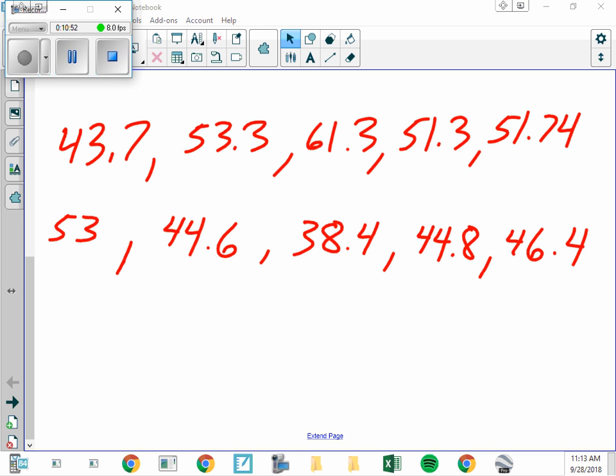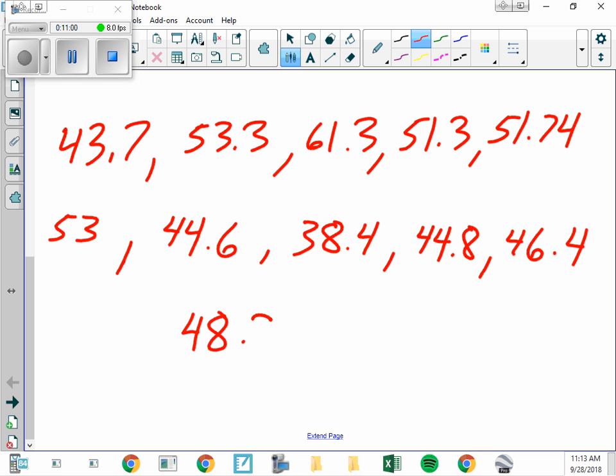Okay. So how many of you, when I find my average of my averages, I end up with 48.8. Would we expect this number to be closer or further away from the true average? Closer. The more people you include in this, the more accurate you would expect the answer to be.